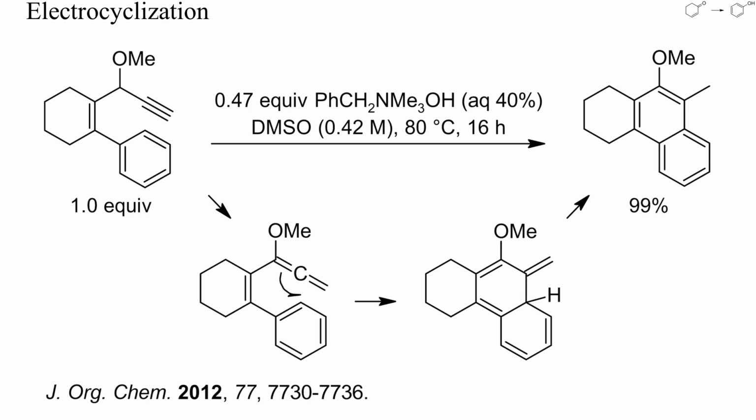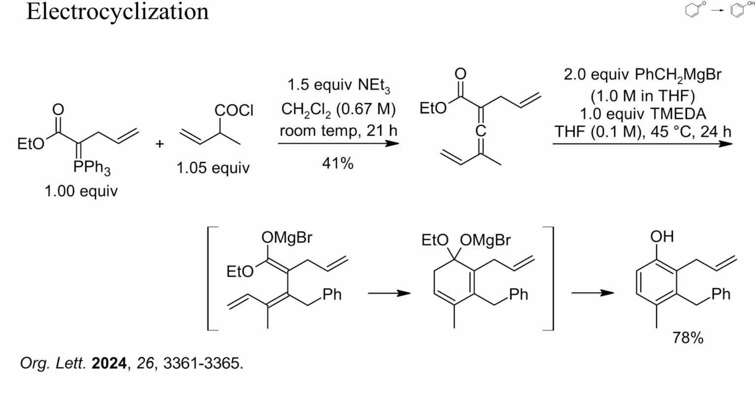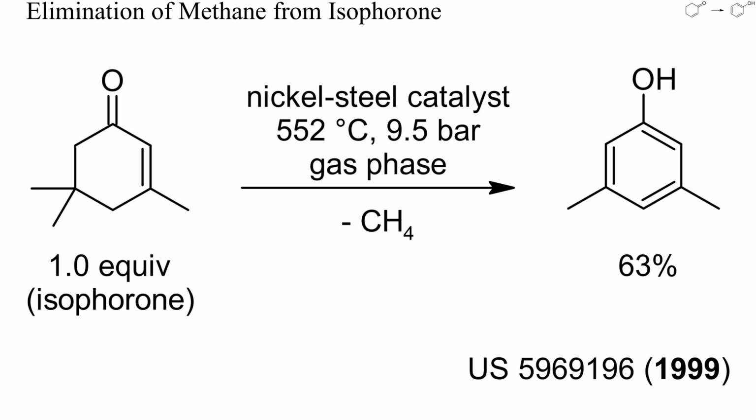The required propargylic ethers are accessible from cinnamic aldehydes and alkynes. This is another example of electrocyclization, this time of a magnesium ester enolate. Unfortunately, preparation of the starting allene required an expensive phosphorus ylide and gave a low yield only. One rather weird but technically relevant phenol synthesis is the pyrolysis of isophorone, the cyclocondensation product of acetone. Methane is a poor leaving group, thus the extreme reaction conditions.